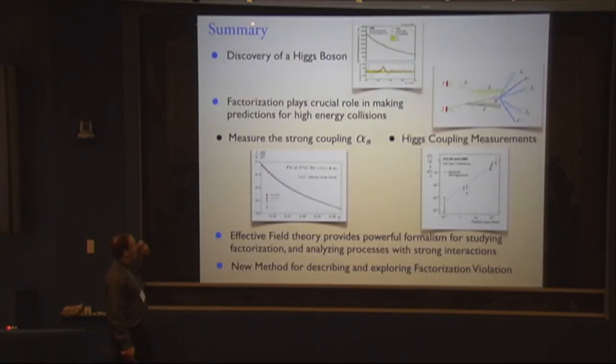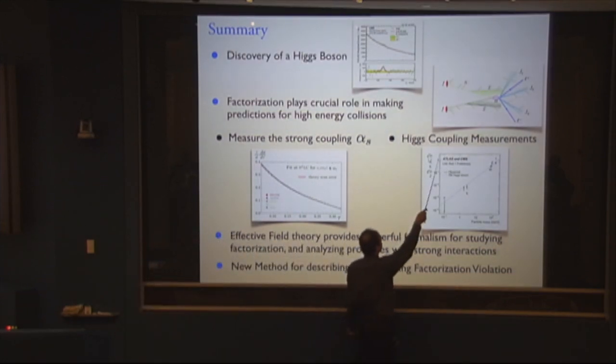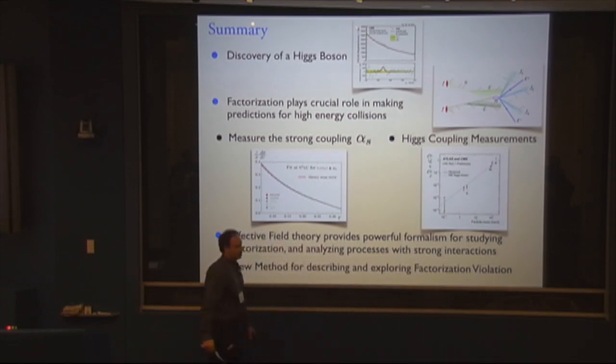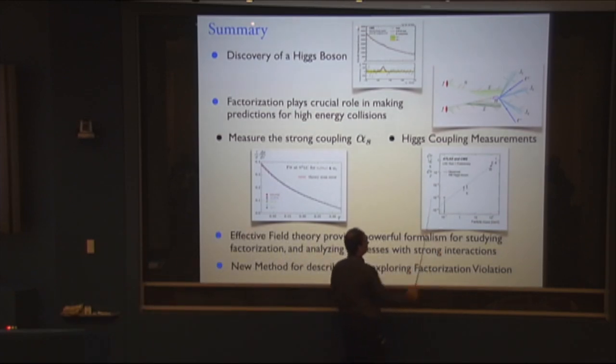Okay, so I'm out of time. Let me conclude. So we have the discovery of the Higgs boson. We have our understanding of the factorization that goes into making these predictions. And in some cases, we can make very accurate predictions compared to data. And I'll give you two examples, the strong coupling and the measurement of the Higgs couplings. And we have progress towards understanding more of the physics of that Venn diagram. Thanks.